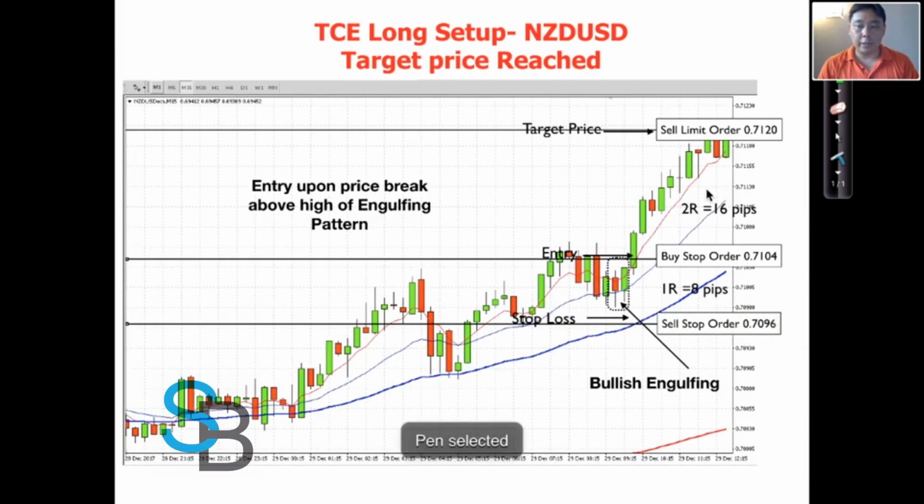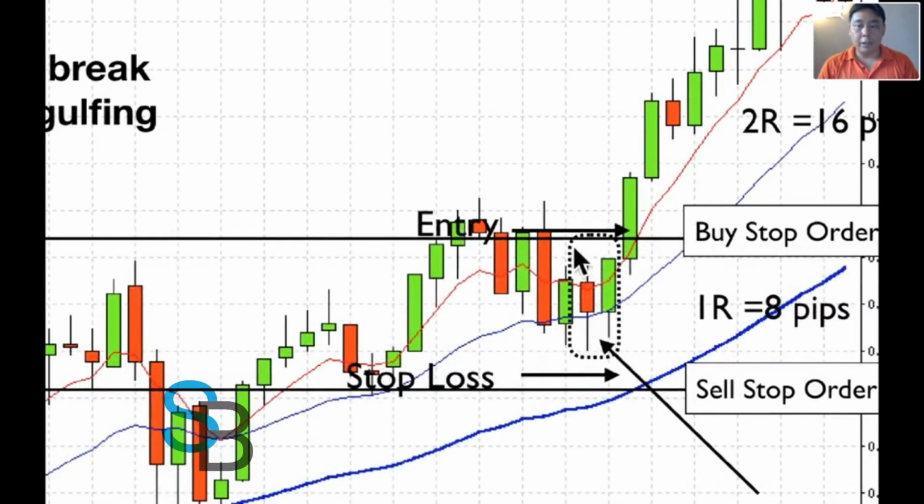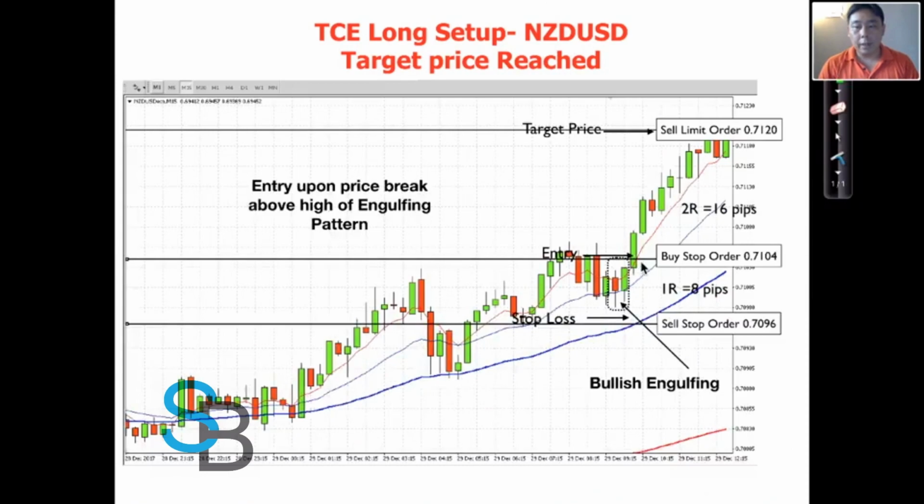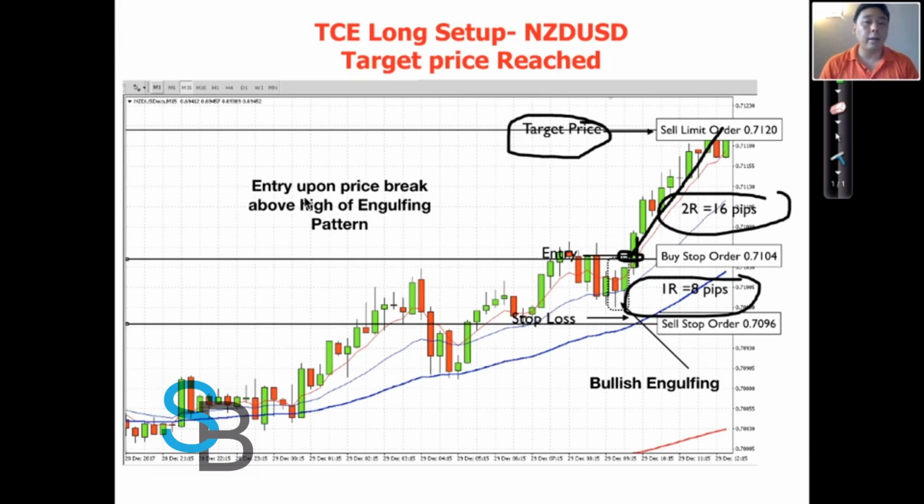In this case, you can see that after this bullish engulfing pattern, the next candle went up and triggered our buy order here. We entered, it went up, and we hit our profit target over there, getting us a 16 pip, 1 to 2 profit target. Again, the entry was the break above the high of the engulfing pattern.